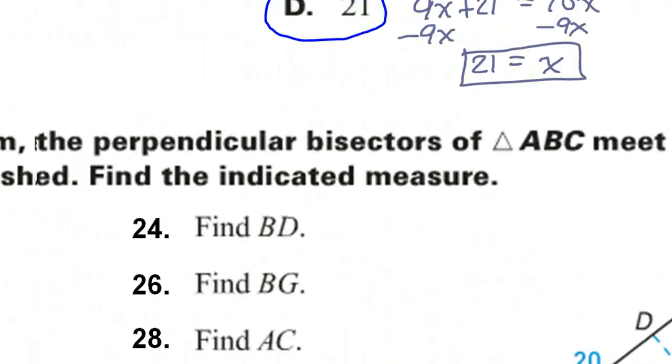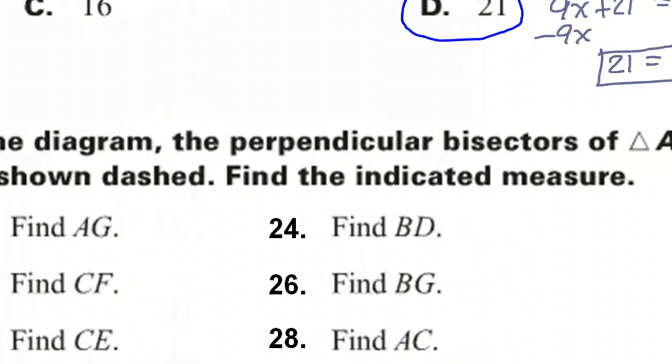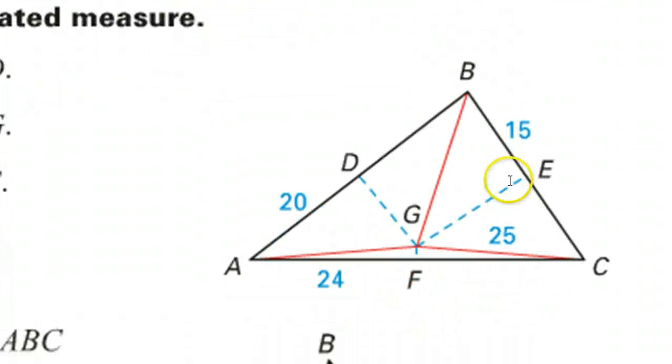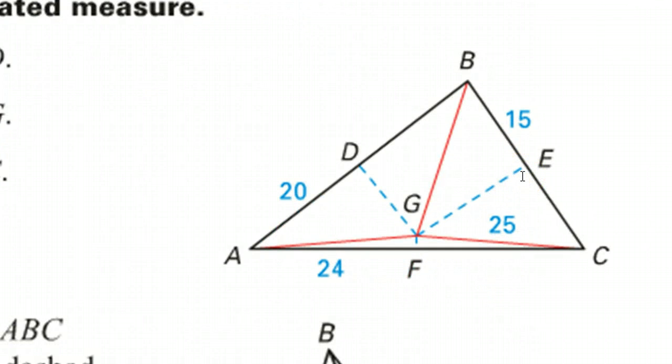So in the diagram, the perpendicular bisectors of ABC meet at point G. These blue dotted lines are the perpendicular bisectors. That's what they're trying to tell us. They're telling us that this is 90 degrees, and that, for example, this and this are equal. Because it's a bisector, it splits it in half. So if this is 20, then this is 20.